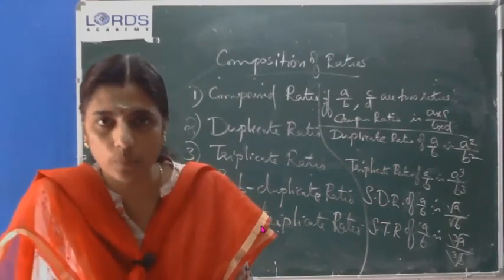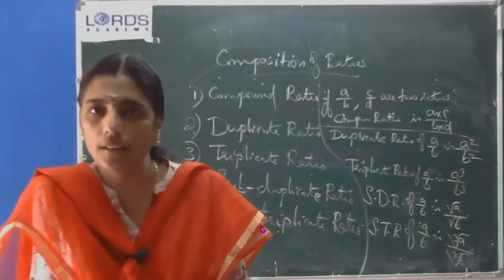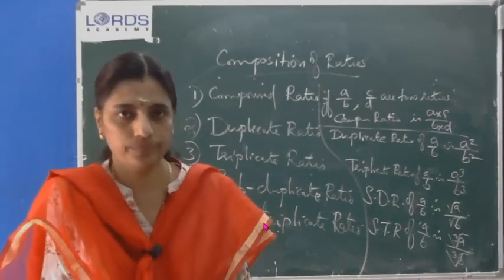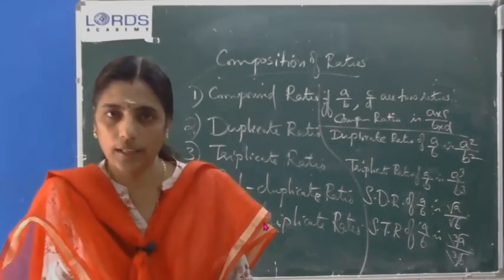Just multiply the numerators and multiply the denominators. The resulting ratio you get is known as the compound ratio. If you want, you can write one numerical example.